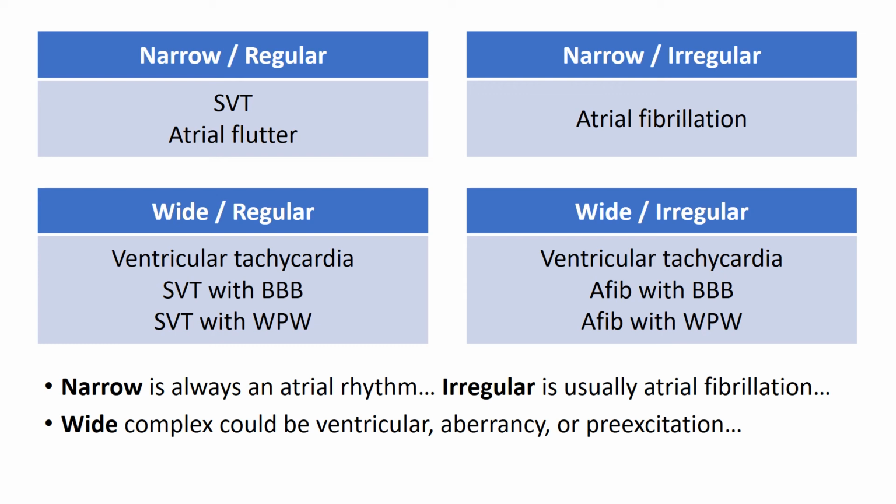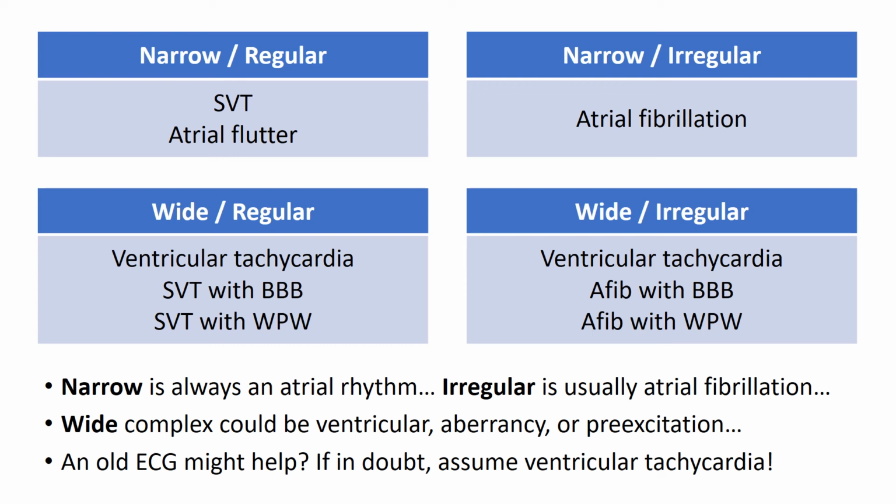And the way you sort that out is usually finding an old ECG. The patient might be able to tell you if they have something like Wolff-Parkinson-White, but that almost never happens. And again, if there's ever any doubt about where this wide complex might be coming from, you should assume that this is ventricular tachycardia.